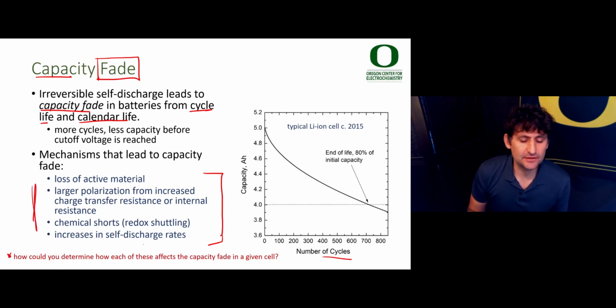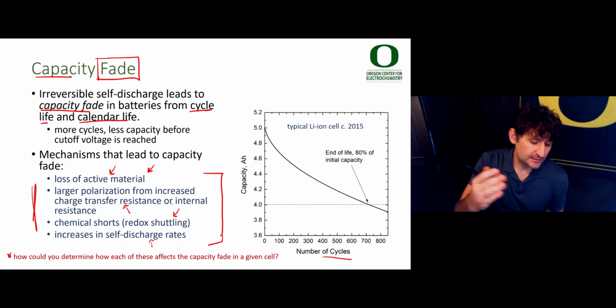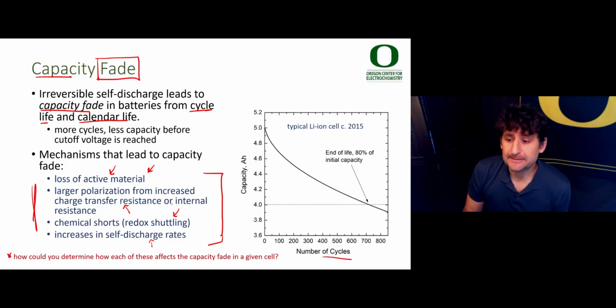One thing to think about, you could do this as a thought exercise, is how would you determine how each of these affects the capacity fade in a given cell? How do you tell the difference between charge transfer resistance, loss of active material, chemical shorts due to redox shuttling, and self-discharge? Can you think of a series of experiments that would help you understand this? This is something we can talk about in class.